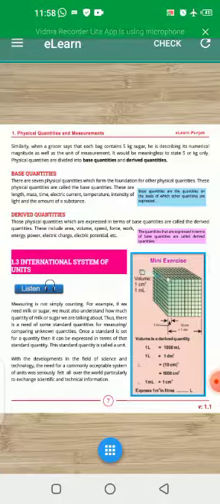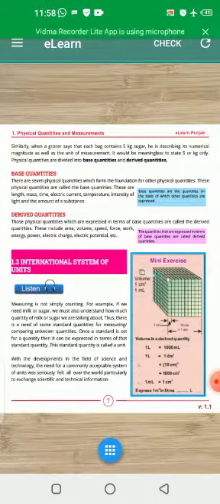Base quantities are the quantities on the basis of which other quantities are expressed. Base means foundation. So base quantities give the foundation for the other physical quantities. So there are some basic quantities, and these basic quantities are called base quantities, and total 7 base quantities are there, and their names are length, mass, time, electric current, temperature, intensity of light and the amount of a substance.